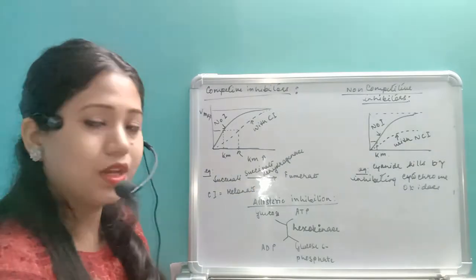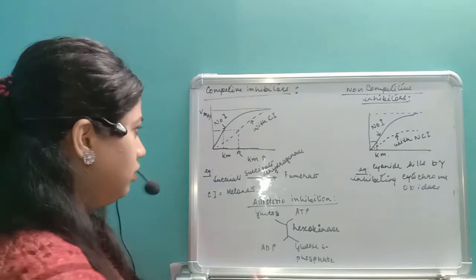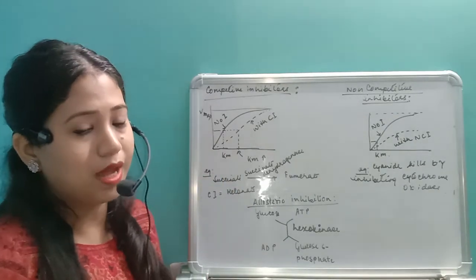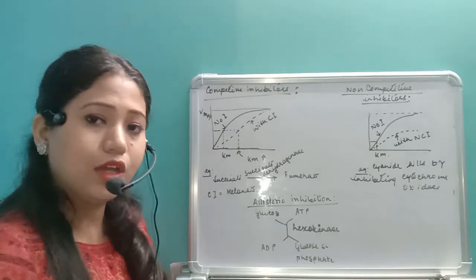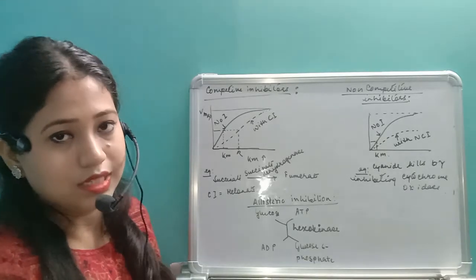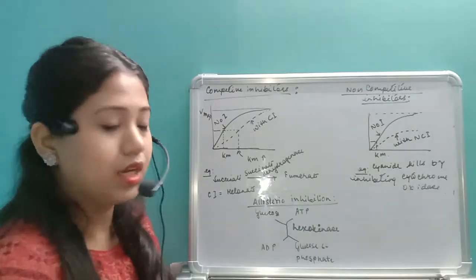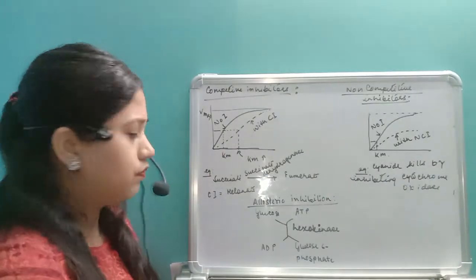Okay, so remember one thing: in the presence of competitive inhibitors, there is no effect on the Vmax. Vmax remains the same, and only the Km value increases, right? So this is the competitive inhibitor, right? There is one example that we have.